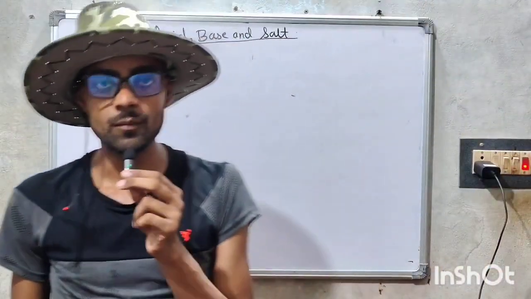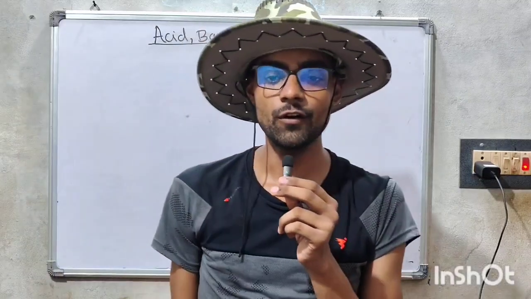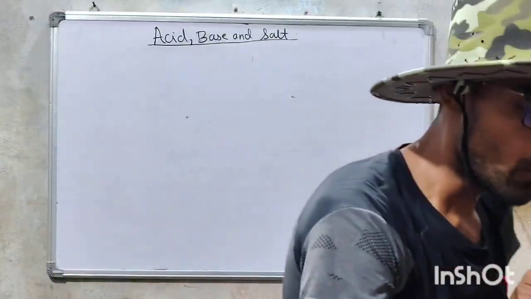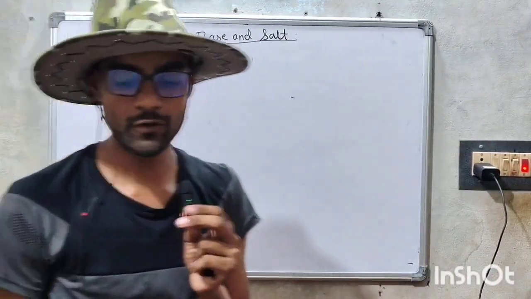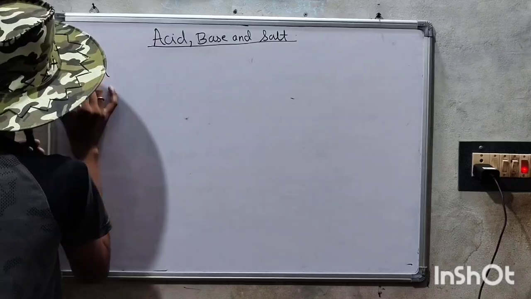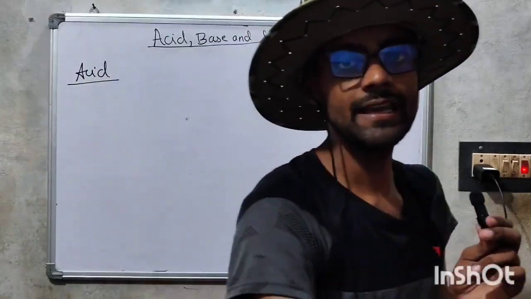So today we will talk about chemistry. This is class number 1 of chemistry, in which we will talk about acid, base and salt. First of all I am going to discuss what an acid is.